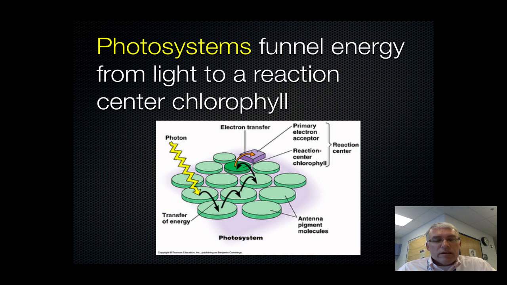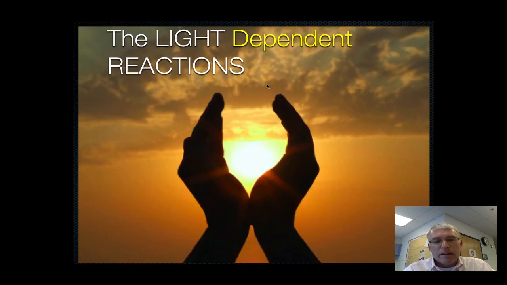Alright, now the photosystems, their job is to funnel energy from light to a reaction center chlorophyll. This reaction center chlorophyll is the key chlorophyll molecule that's going to be kicking an electron out to an excited energy state, and that excited electron is going to be captured by the first electron acceptor. So the job of all these chlorophyll molecules and other pigment molecules is to focus the energy of the light to the reaction center chlorophyll.